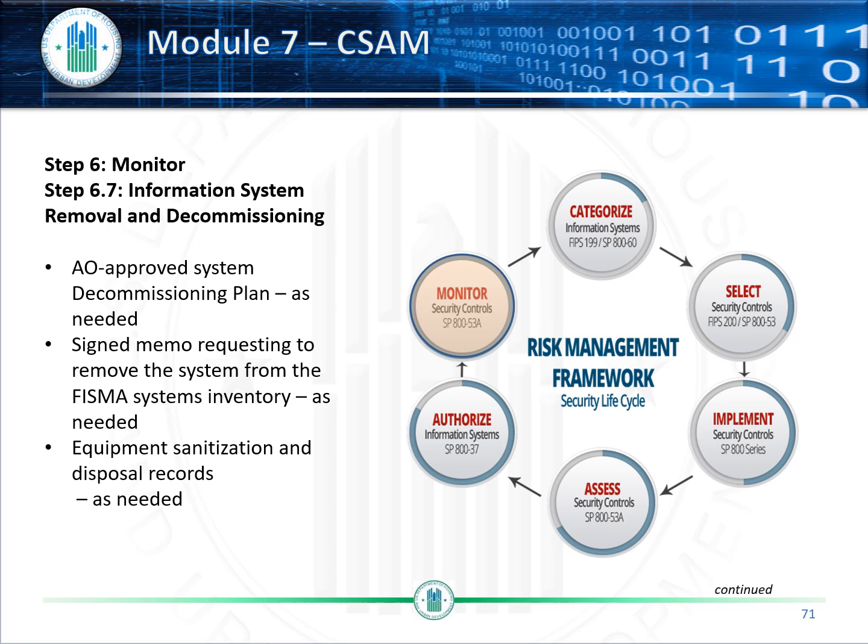Step 6.7 is information system removal and decommissioning. The list for 6.7 shown in the slide identifies key activities and documents that are required to be uploaded to CSAM. These documents include an AO-approved system decommissioning plan, a signed memo requesting to remove the system from the FISMA systems inventory, and equipment sanitation and disposal records as needed.